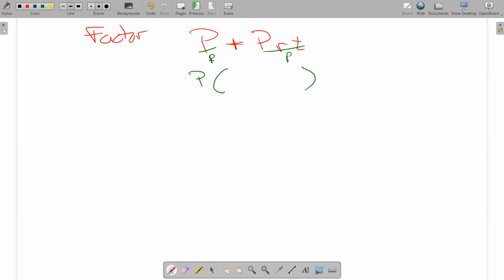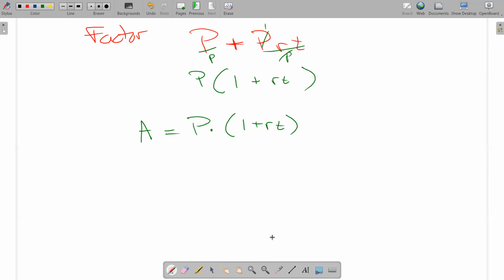What's P divided by P? Well, a number divided by itself is 1, plus. If I take the PRT and divide by P, 1 times RT is RT. So my claim is that interest formula can also be written as A equals P times 1 plus RT.